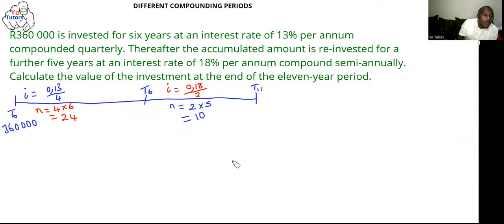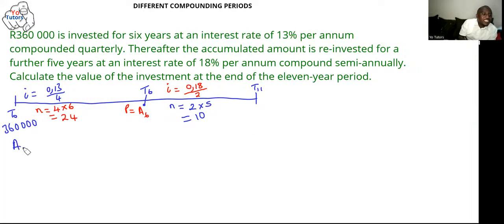Okay. Now, what else do we know? When we are having P, our P in this case is going to be equal to the accumulated amount for the first 6 years. That's our P after the 6 years. Now let's do it. I think you now understand my method here.